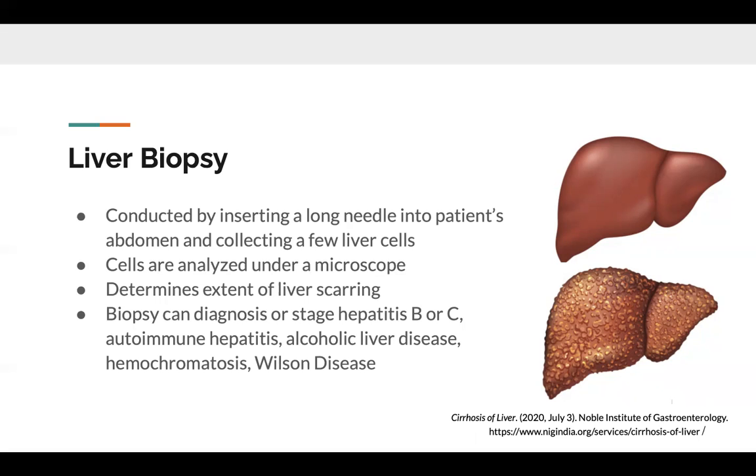A liver biopsy may be done if a tumor-like mass is seen on imaging tests, an abnormal liver test can't be explained, to determine severity of a liver disease, to determine effectiveness of an ongoing treatment, or to monitor a liver after transplant surgery. A biopsy can help to diagnose or stage hepatitis B or C, autoimmune hepatitis, alcoholic liver disease, hemochromatosis, and Wilson disease. We'll actually talk about Wilson disease in a few slides.